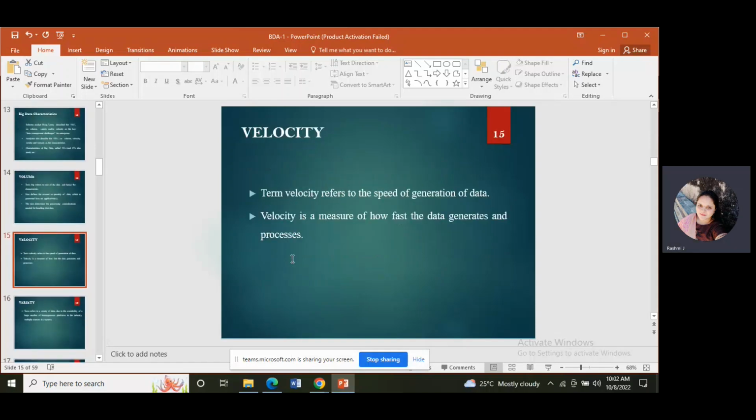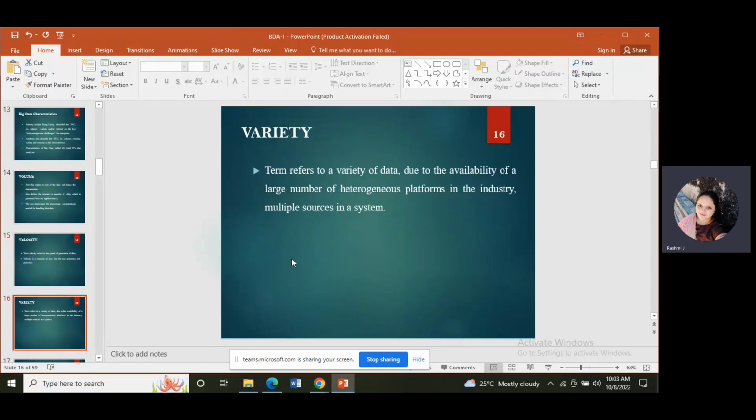Next one is velocity. What is meant by velocity? Velocity means speed. Here velocity represents how much data is generated per second. Velocity is the measure of how fast the data is generated and processed. It considers how fast it is first generated, and after that how fast it is processed also. The velocity characteristic tells how fast the generation of data occurs, and the processing also. And next is variety.